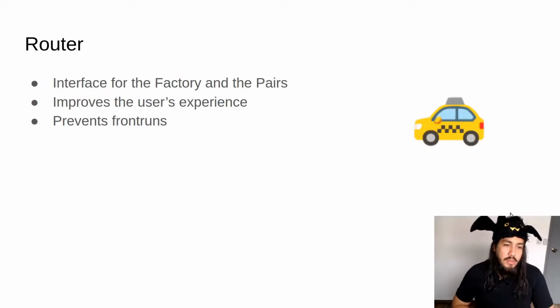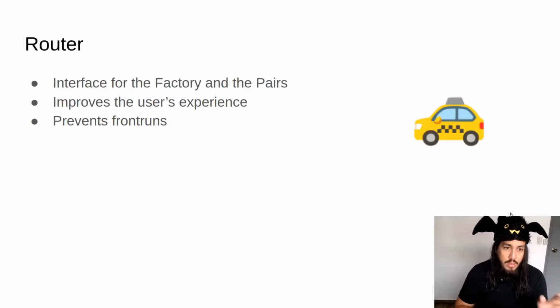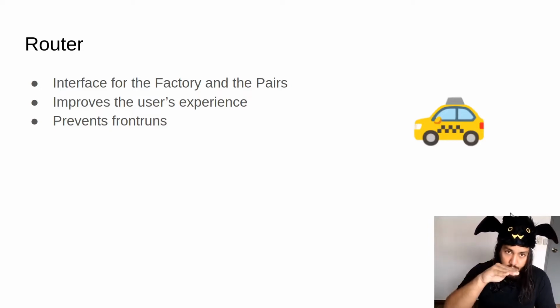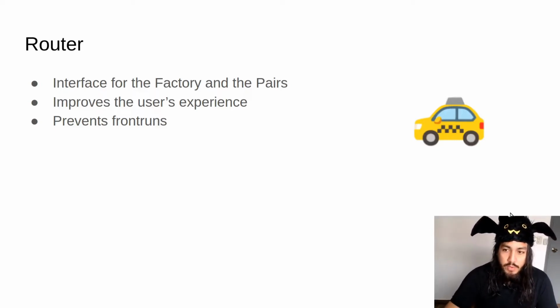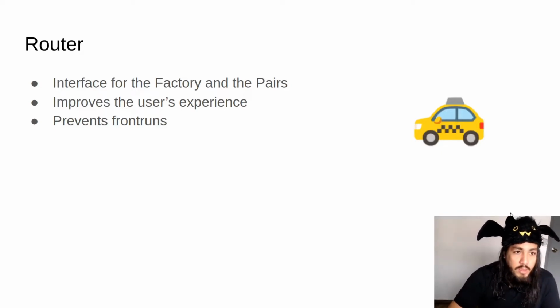And the router is really, at this point, just with the pairs and the factory, you can do a DEX. That's all that you need. But a router is an interface on top of the pair and the factory that simplifies the interaction for the user, and also prevents front running. So it gives us just a better user experience or developer experience, which is very nice. Most of the time we use routers to interact with Uniswap or whatever DEX, but you can do it directly with the factory or each pair.